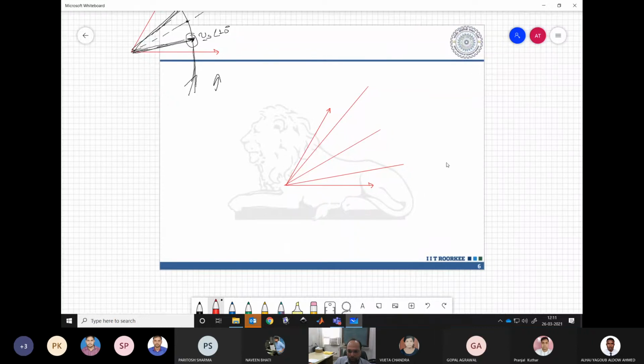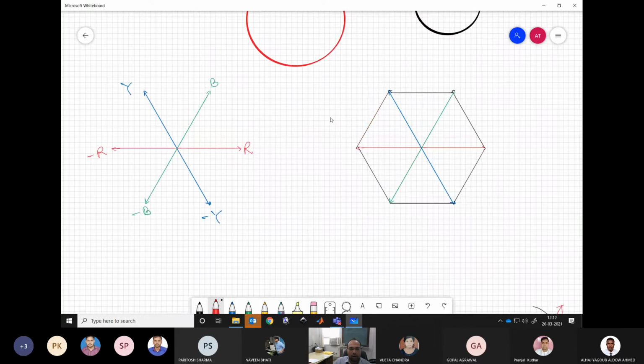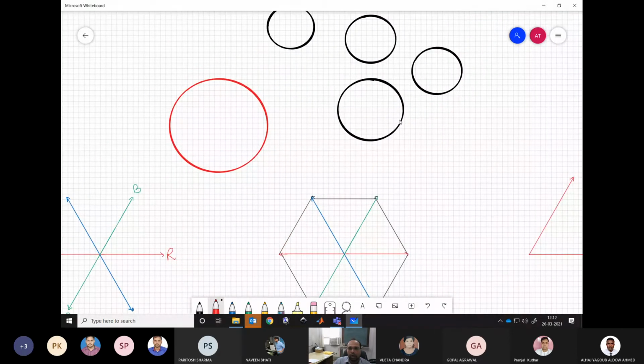So this is our 10 degree angle. Our sample will come over here, which will be Vs 10 degree. This is Vs 30 degree. And this is Vs 50 degree. Okay, now let's have one arc over here. Let's say I take this.